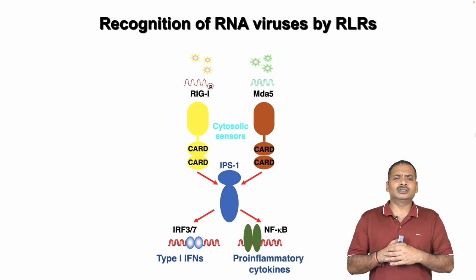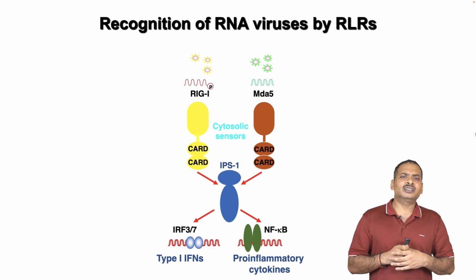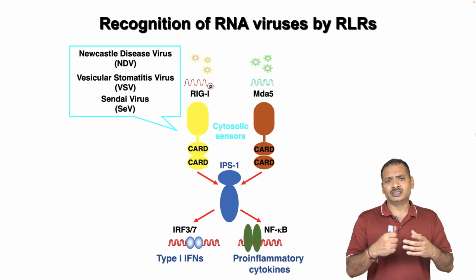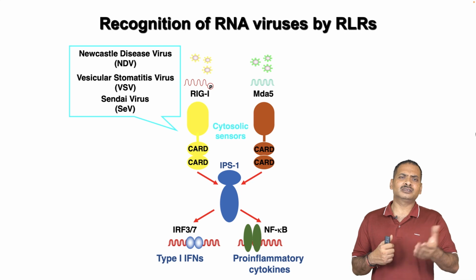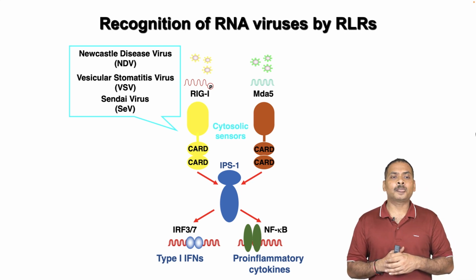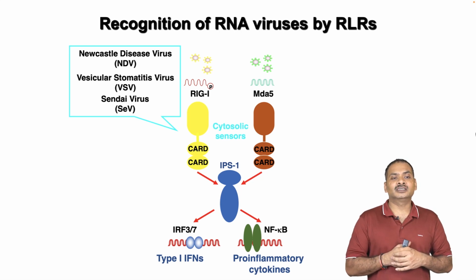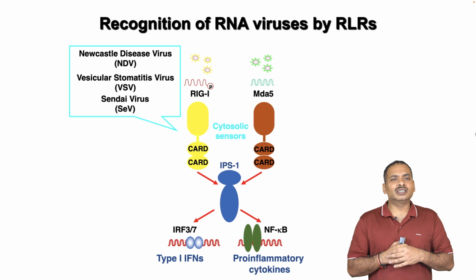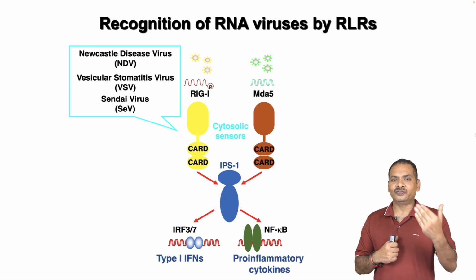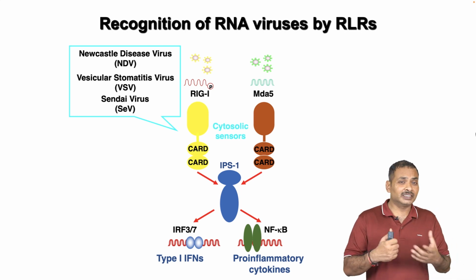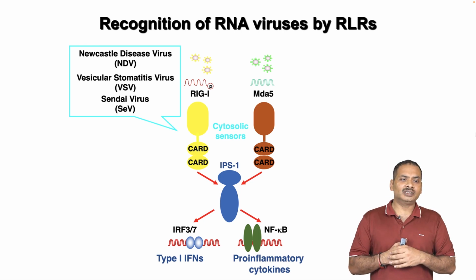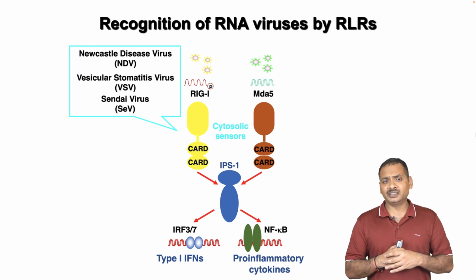So, what are the ligands recognized by RIG-I and MDA5? Originally, several viruses were reported to be recognized in these studies, like Dr. Fujita's studies and subsequent studies, which extensively used these viruses. RIG-I basically recognizes, as you see in this slide, Newcastle disease virus. Newcastle disease virus is not pathogenic to humans; it infects birds. And we can easily use this virus in the lab as it does not affect humans. So, NDV is one virus, another is vesicular stomatitis virus, VSV.